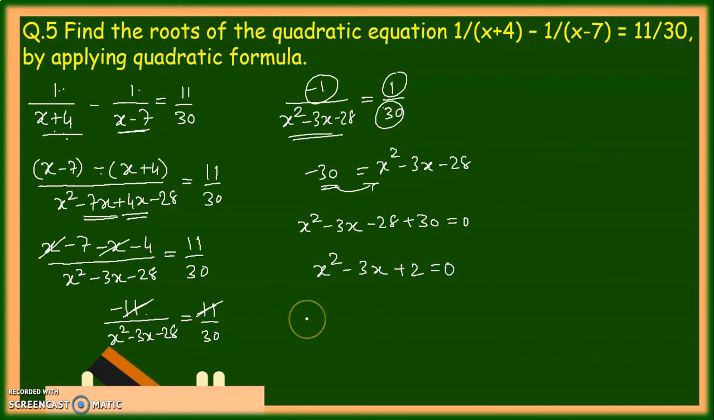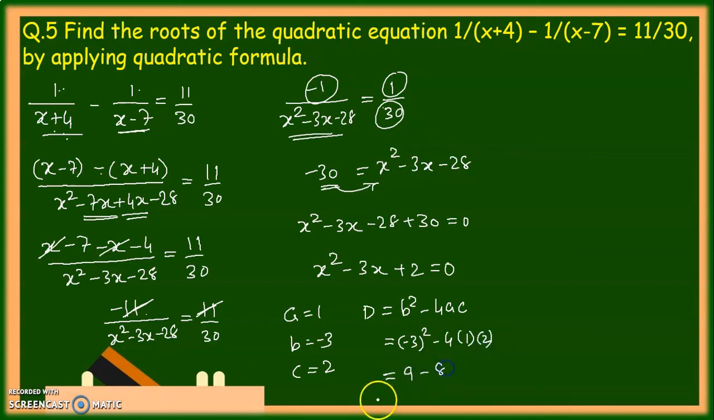So here we get the general form of the quadratic equation. And now we want to solve this equation by using the quadratic formula. So in this quadratic equation you can say a is 1, b is minus 3 and c is 2. If you find the discriminant, you can use the formula b square minus 4ac. So b is minus 3, minus 4, a is 1 and c is 2. So minus 3 square is 9 minus 8. So here we get d equal to 1.